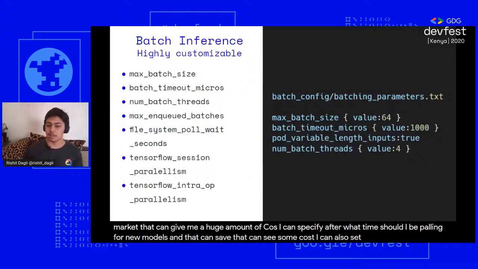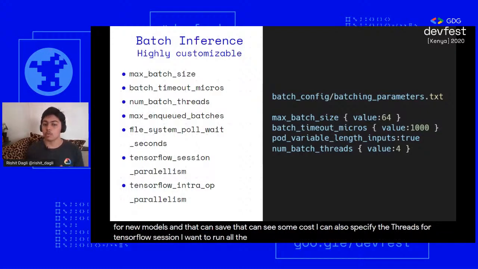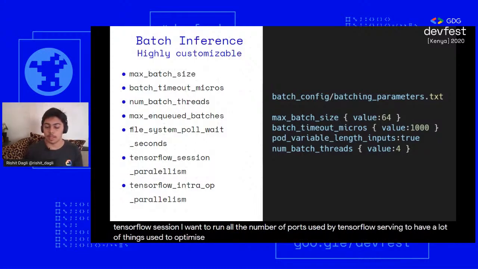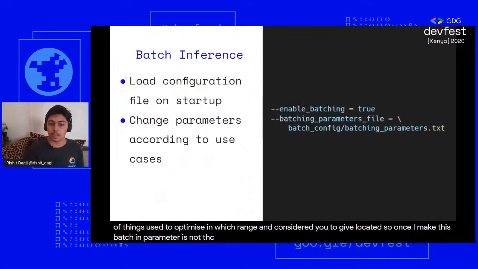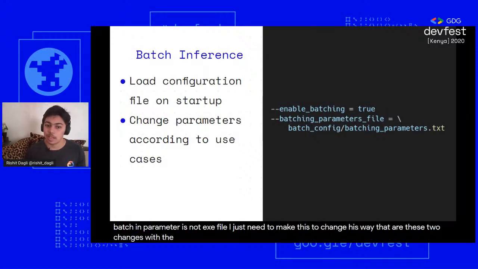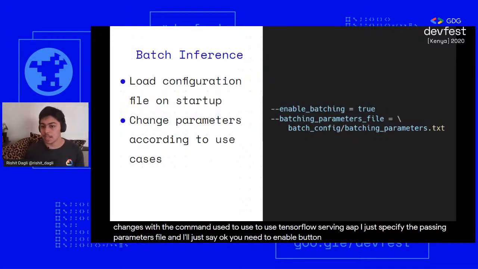I can also specify the threads per TensorFlow session I want to run, or the number of cores used by TensorFlow Serving. So you have a lot of things to optimize over at this stage, and I encourage you to give it a look. Once I make this batching_parameters.txt file, I just need to make two changes to the command I used to run TensorFlow Serving. I'll specify the batching parameters file, and I'll say, okay, you need to enable batching. As simple as that.